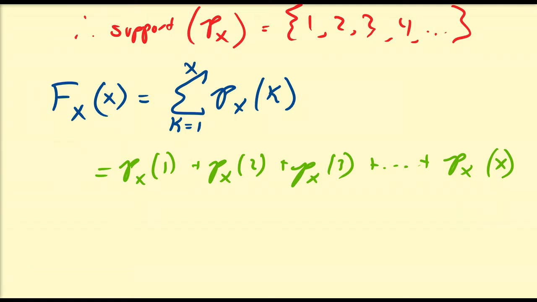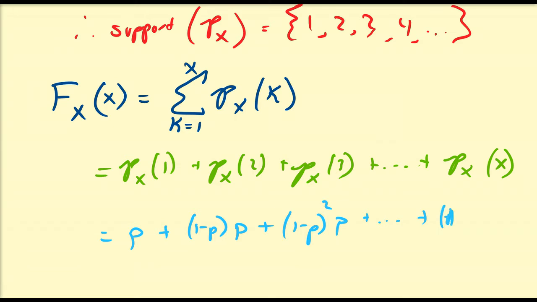So when x is equal to 1, that's just going to be equal to p, namely 1 success. We try and get the first success, which means we haven't failed if we only try once. When x is equal to 2, that means we have 1 failure and 1 success. When x is equal to 3, we have 2 failures and 1 success, all the way up to x equal to x, which means we have x minus 1 failures, each with probability 1 minus p, and 1 success.